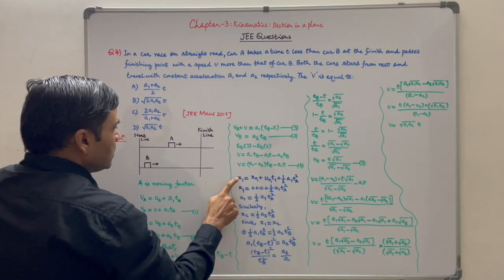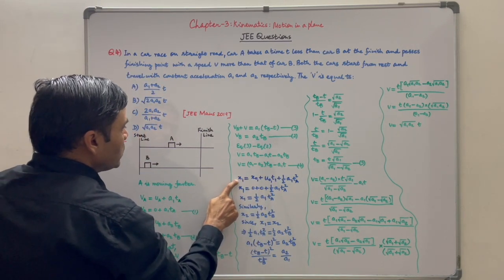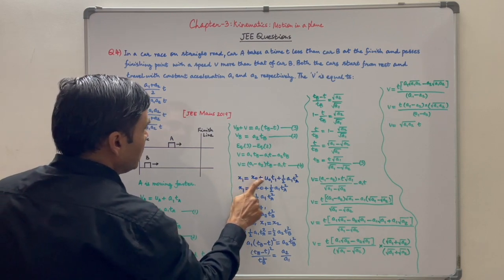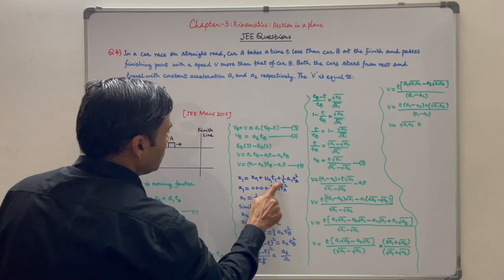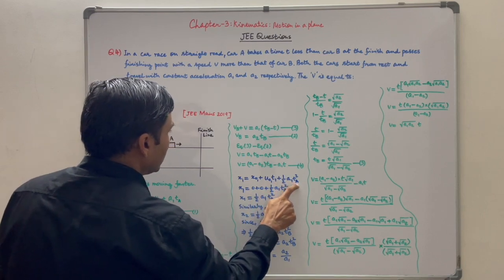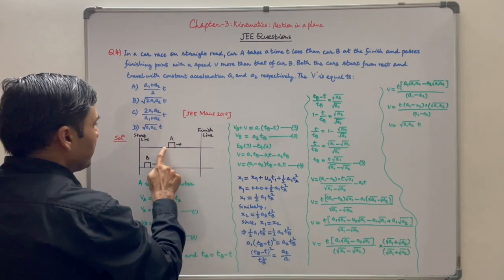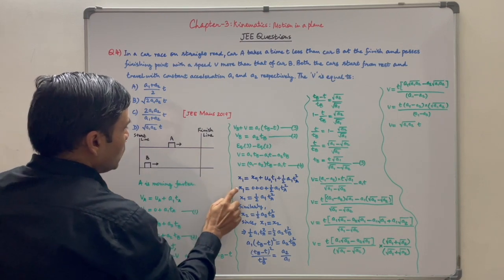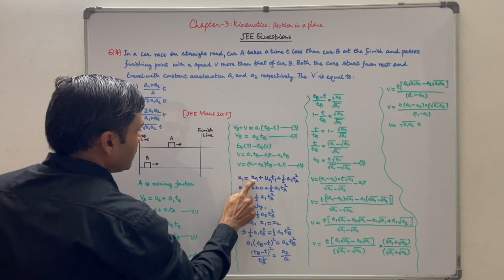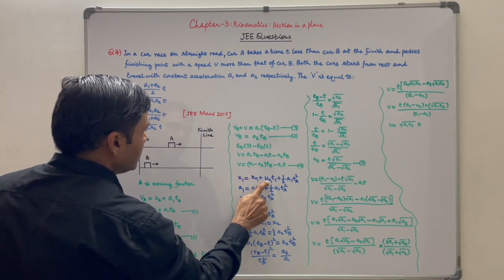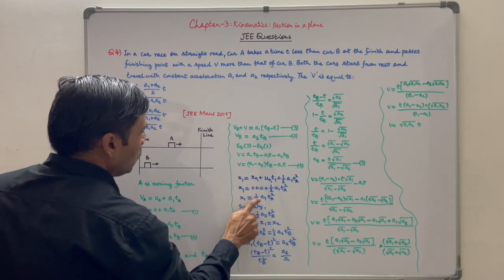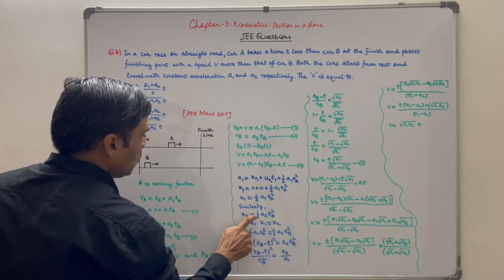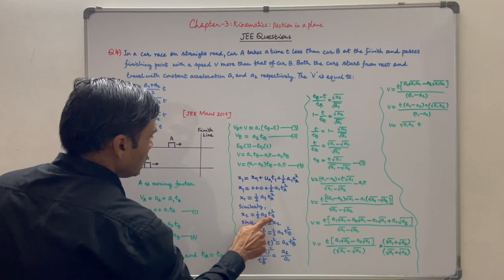Now apply second equation of motion in a straight line. x1 is equal to x01 plus u1 t1 plus 1 by 2 a1 tA square. This is for car A. x1 is the distance from start to finish line. So x1 is equal to, initial displacement is 0 and initial velocity is 0, so x1 is equal to 1 by 2 a1 tA square. Similarly, x2 is equal to 1 by 2 a2 tB square.